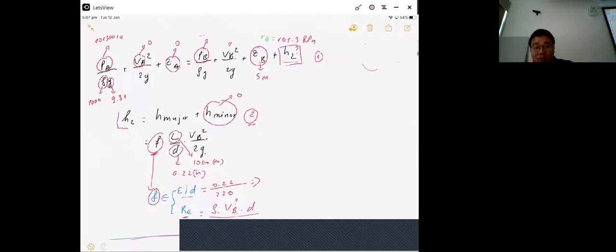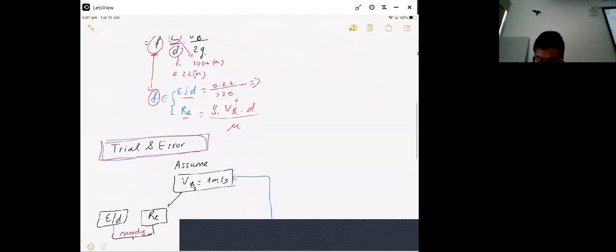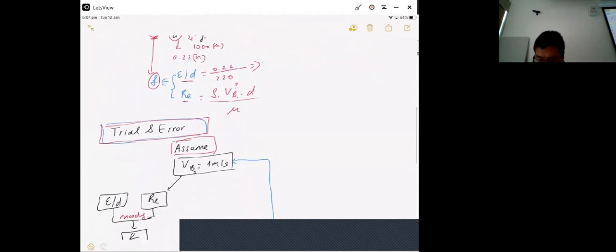You have to know SL to find VB, but to find SL you have to know VB. So in this case you have to use the trial and error method. Trial and error means you can assume you have VB. For example, you can assume you have VB or F. It's up to you. If I assume F, I have VB is 1 meter per second.